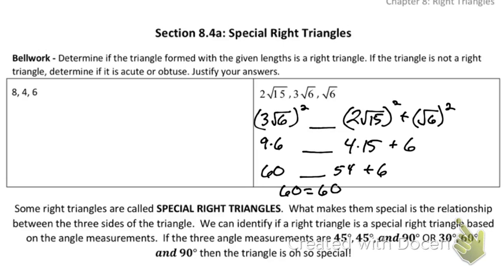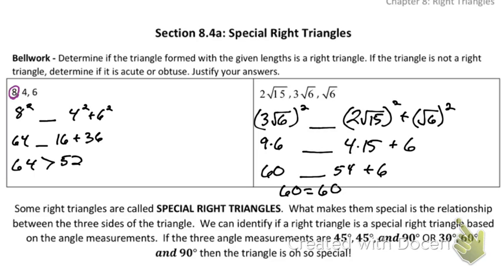Our first one's pretty easy to locate, which is our biggest side, because it has to be that 8. So we do something like 8 squared is something compared to 4 squared plus 6 squared. We'd have 64, 16, 36. We'd say 64. This side would be 52.